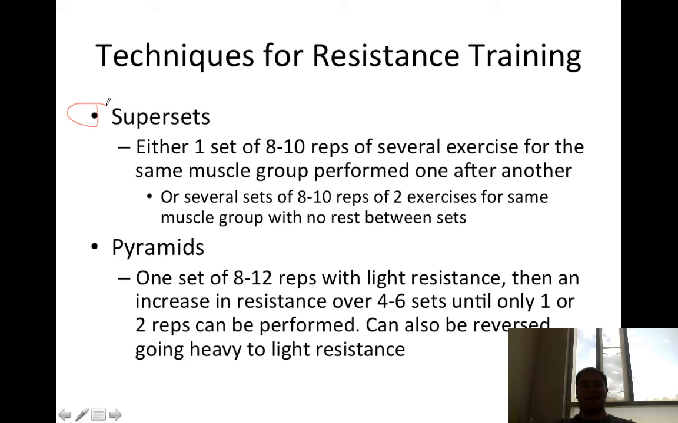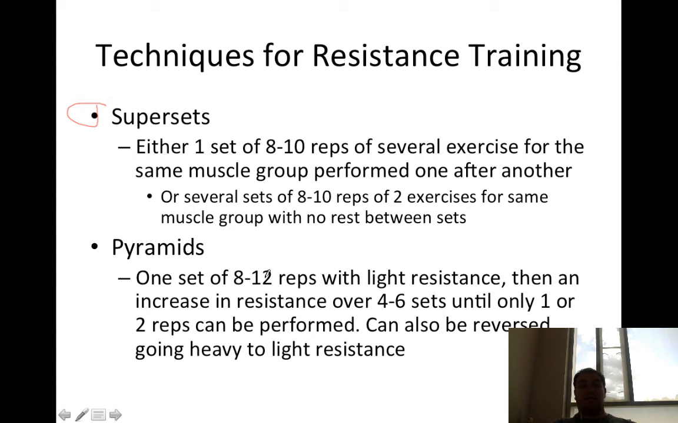Supersets, back in the 80s, 90s, I feel like this was very popular. Supersets are either one set of 8 to 10 reps of a specific exercise for the same muscle group performed one after another, or several sets, 8 to 10 reps of 2 exercises for the same muscle group with no rest in between.